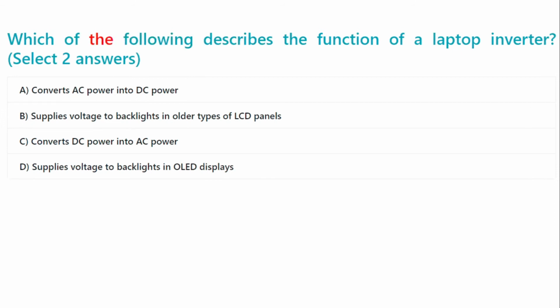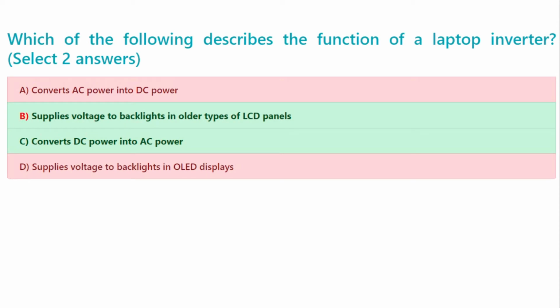Which of the following describes the function of a laptop inverter? Select two answers. A. Converts AC power into DC power. B. Supplies voltage to backlights in older types of LCD panels. C. Converts DC power into AC power. D. Supplies voltage to backlights in OLED displays. The correct answers are B. Supplies voltage to backlights in older types of LCD panels. C. Converts DC power into AC power.